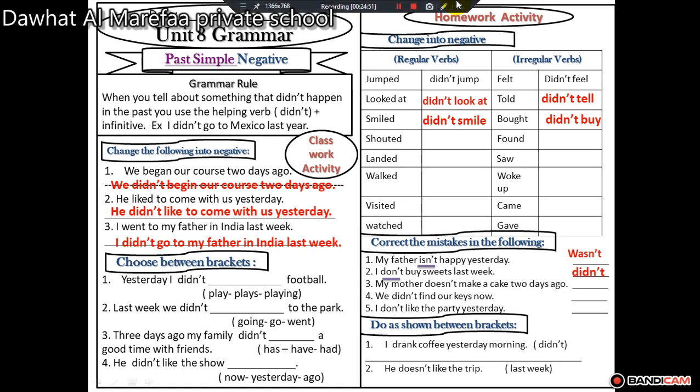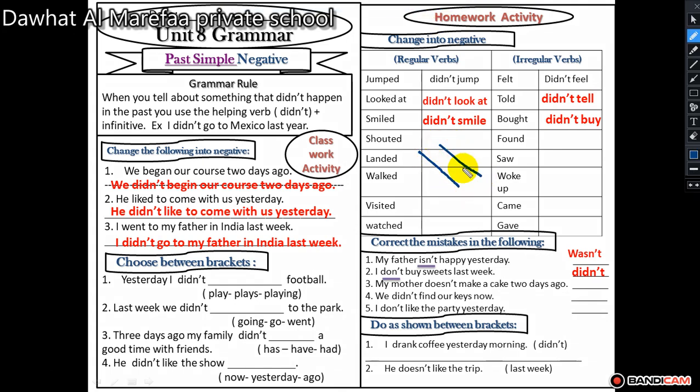Okay, guys. As I told you, now this will be a homework. This is a homework for you guys. And this is our homework, as you know, how to answer this. Okay. And we are going to answer this, and this will also be a homework.